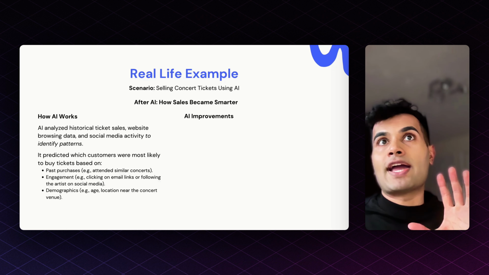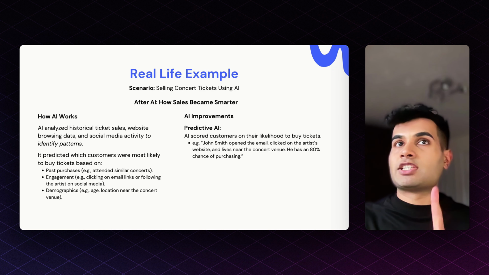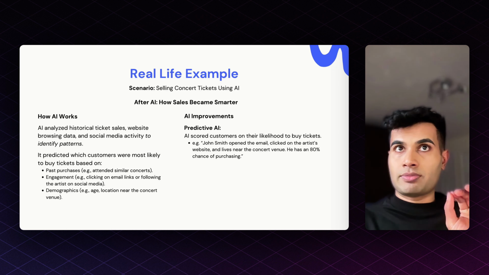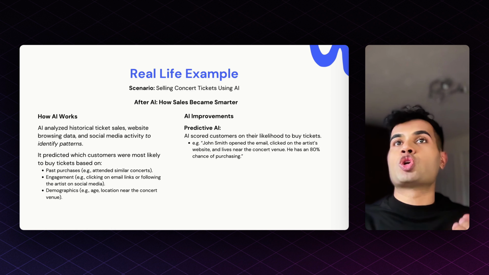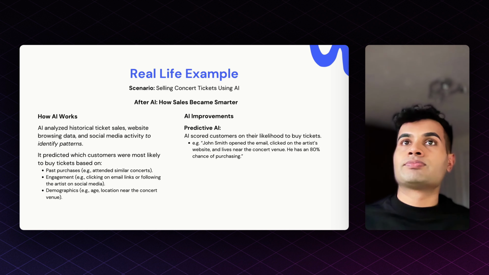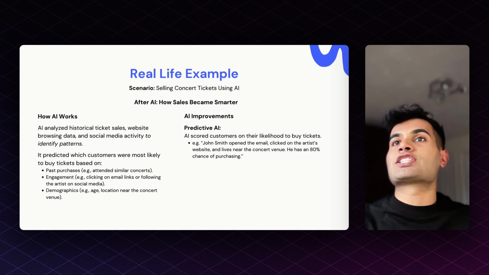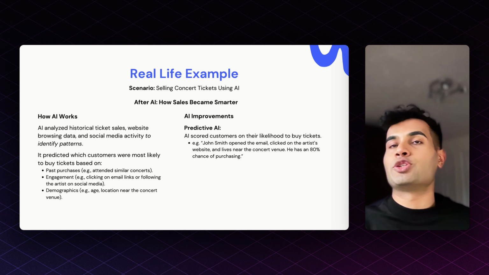Now let's look at how AI can improve all of this. Predictive AI, first and foremost: AI scores customers on their likelihood to buy the tickets. Say we have the example customer, John Smith. He opens the email, clicks on the artist's website, and lives near the concert venue.